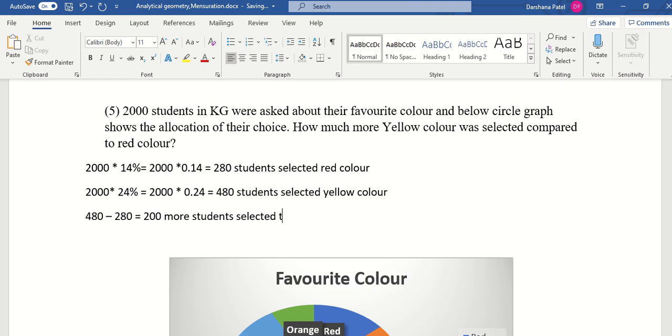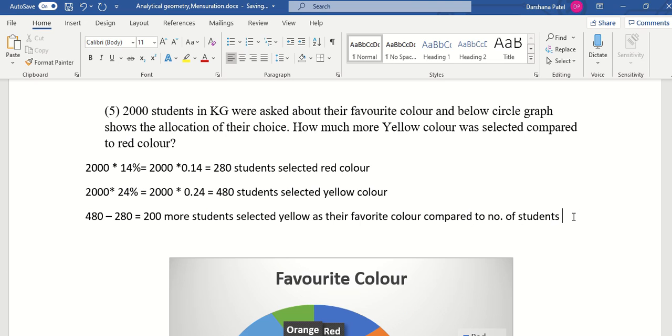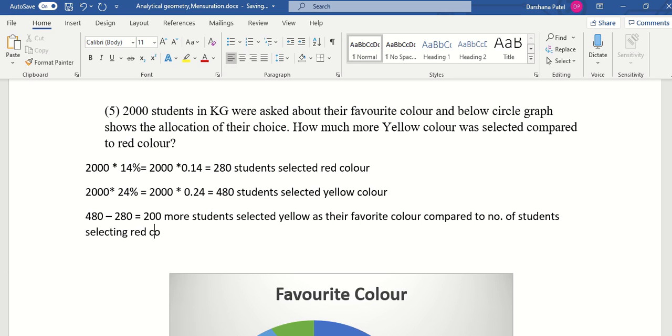200 more students selected yellow as their favorite color compared to the number of students selecting red color as their favorite color.